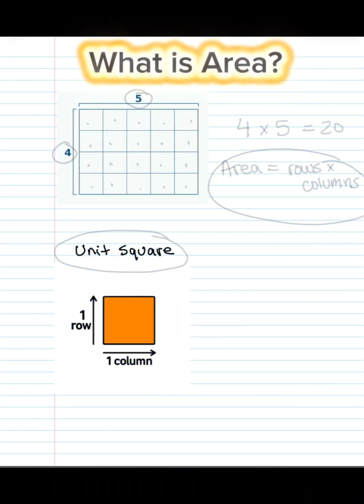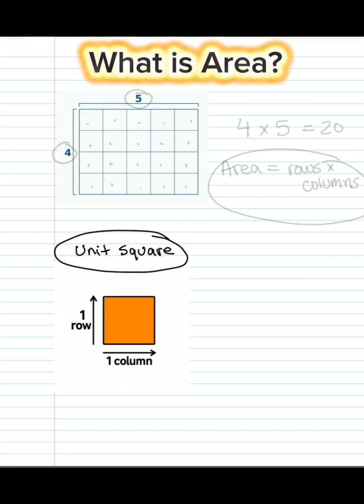This week we're going to be talking about area. Let's start with a definition. Area is how much flat space a shape covers. And we measure it by counting squares all the same size, called unit squares. In fact, these squares are one row by one column, so they're all 1 by 1. And then when we find the answer, we say the answer in square units. So for example, 20 square units.